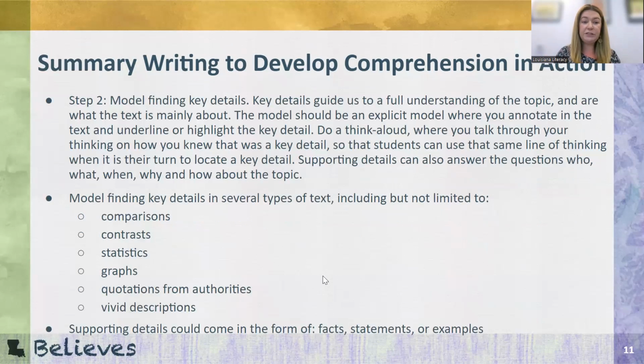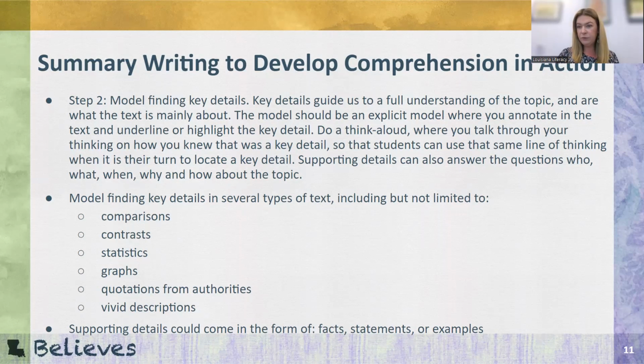Okay, step two is going to be model finding key details. Key details can guide us to a full understanding of the topic and are what the text is mainly about. They support the topic sentence. The model should be an explicit model where you annotate in the text and you underline or highlight the key details. You do a think aloud where you talk through your thinking on how you knew that was a key detail, so that students can use that same line of thinking when it's their turn to locate a key detail.